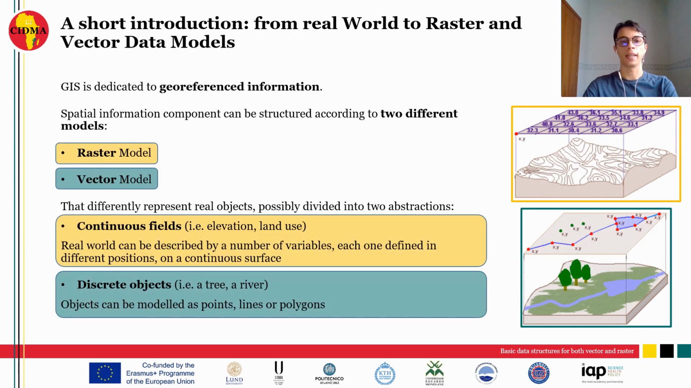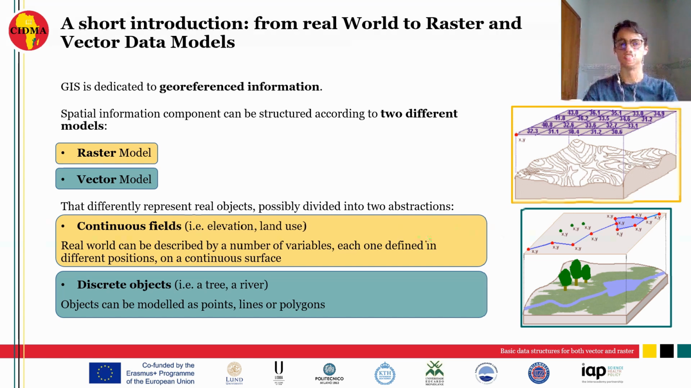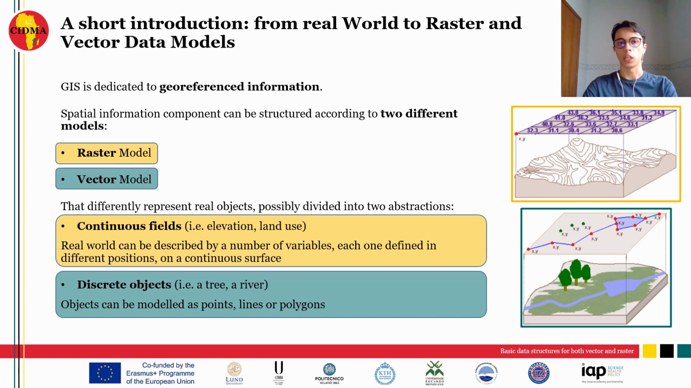Now let's have a look at this short introduction concerning the way of representation of the real world in a geographic information system. We can say that geographic information systems are dedicated to the georeferenced information. This kind of information should be structured according to standard models in order to be stored on an informatic support. As you can see in this slide, there are mainly two ways to represent the spatial component of information in a geographic information system. First, we have the raster model. Then we have the vector model.